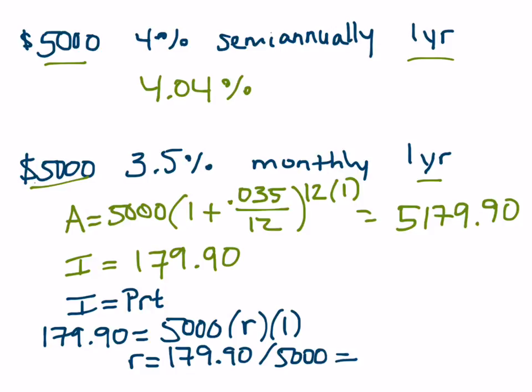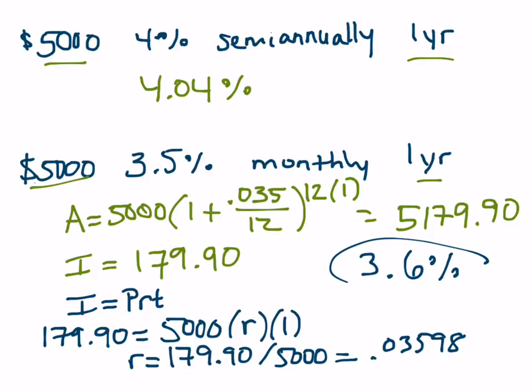And let's see, that would be 0.03598. So about, that's close enough. We can say 3.6%. All right, so it looks like the first investment is still better since you are earning a higher interest rate.